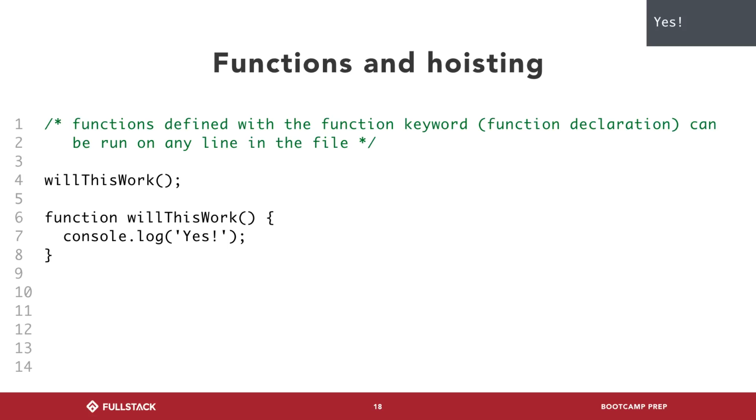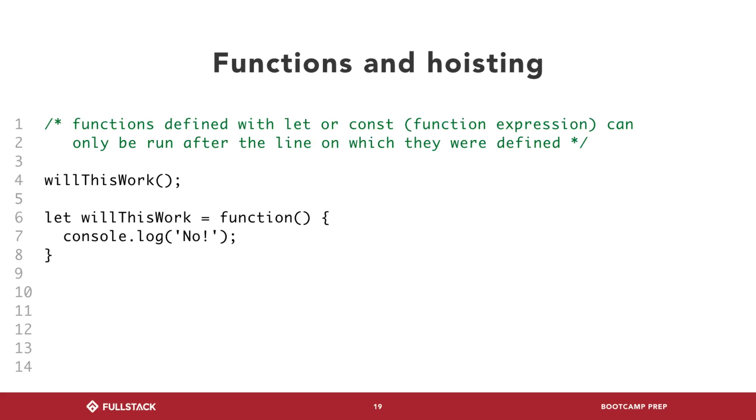Okay, so in this case it's a function declaration, and the way we know it's a declaration is because we just use the function keyword directly and create it. Let's contrast this with this one here, where we're also creating a function, except now we create this variable called will this work first.